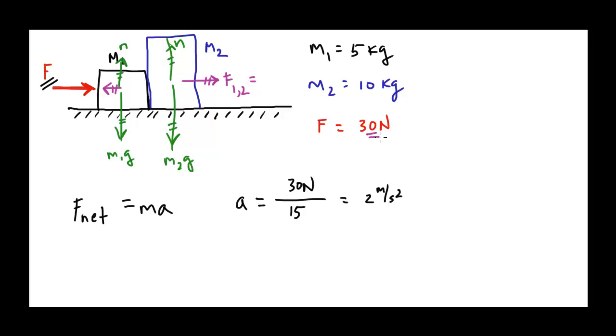That would be wrong. And hopefully you can see why. If this force were 30 newtons, M2 would not be accelerating at 2 meters per second squared, right? It would be accelerating at 3 meters per second squared, which it's not. So how can we calculate that force?